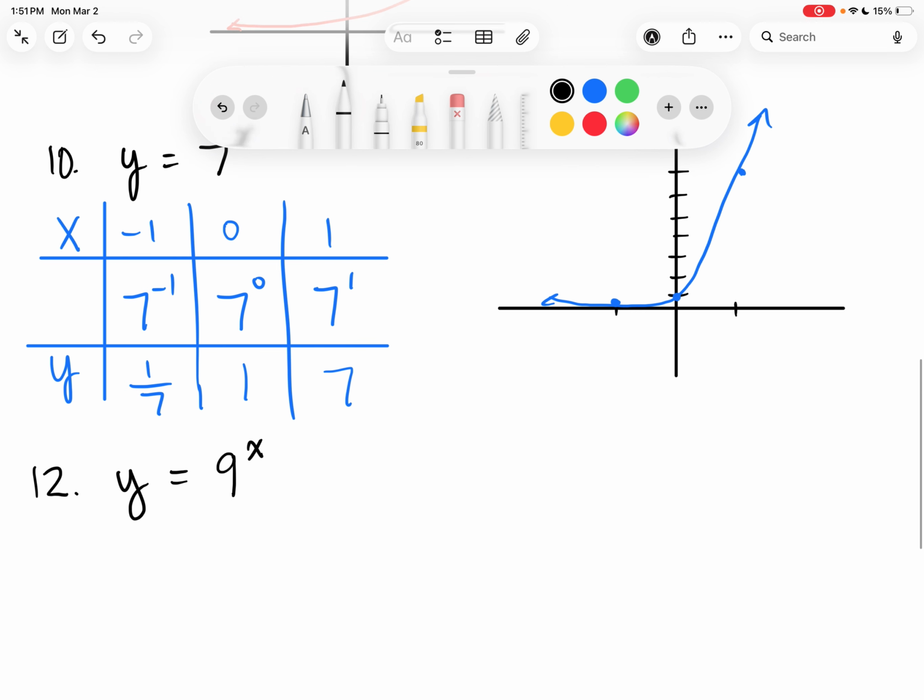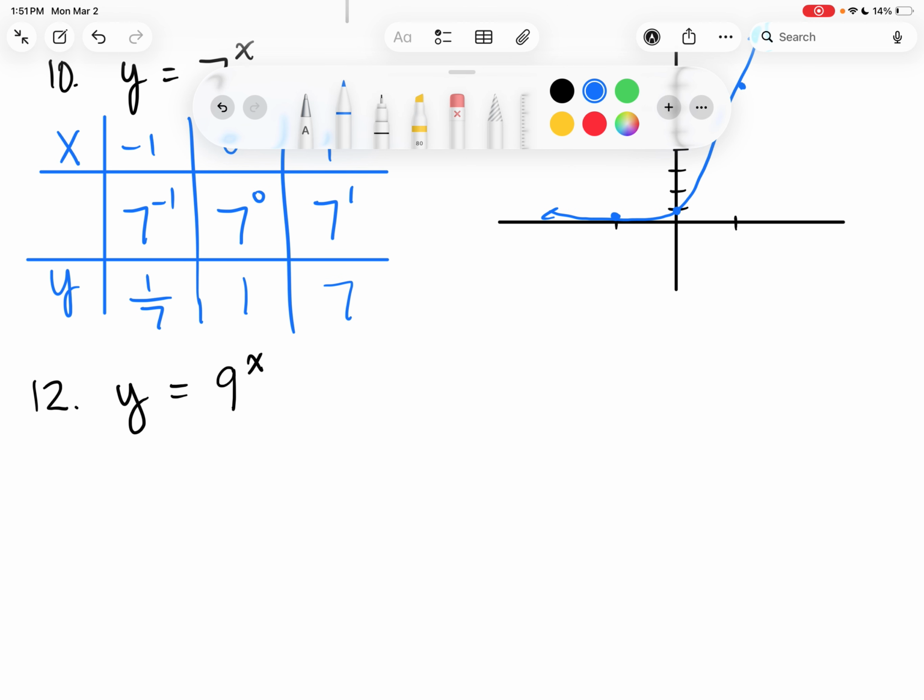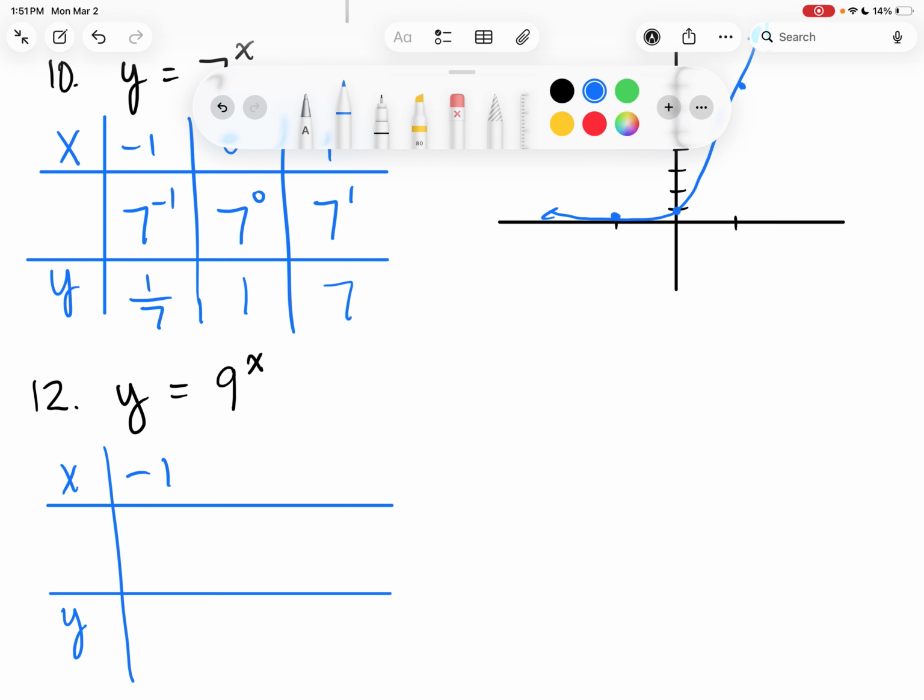All right, do the same thing here. So I'm going to set up my little table. And the table is semi-optional for these ones that are just a whole number raised to a power. When we get to fractions, you need to make sure you do the table. But I'm going to go -1, 0, and 1. Now, I could go bigger numbers, but I'm telling you that in most cases, these are the easier ones to do.